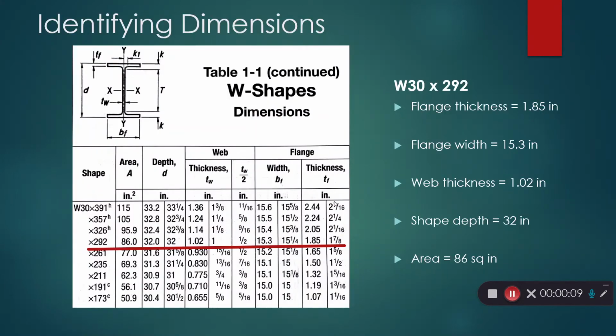So for this project, I decided to do a W30 by 292 shape. Here are the dimensions straight from the steel manual. It's a flange thickness of 1.85 inches, flange width of 15.3 inches, a web thickness of 1.02 inches, a total depth of 32 inches, and a total area of 86 square inches.